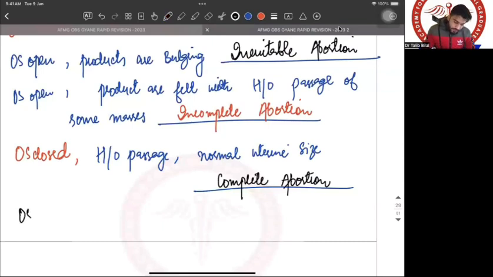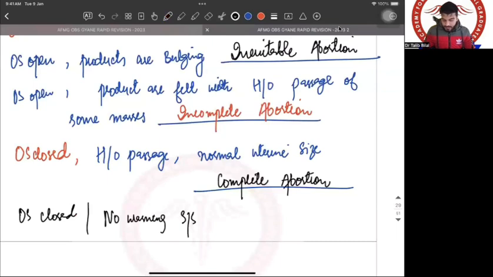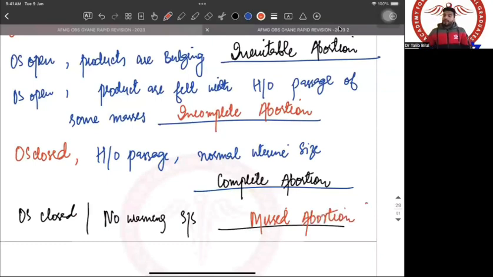Then the last one: the os is closed, and usually there are no warning signs and symptoms. Such type of abortion is called missed abortion.